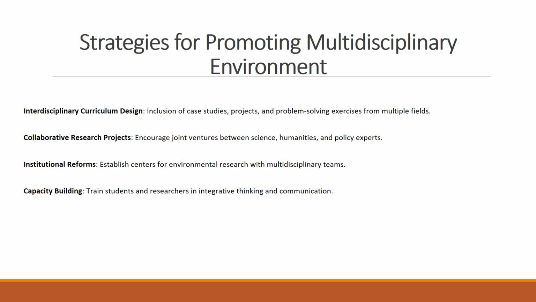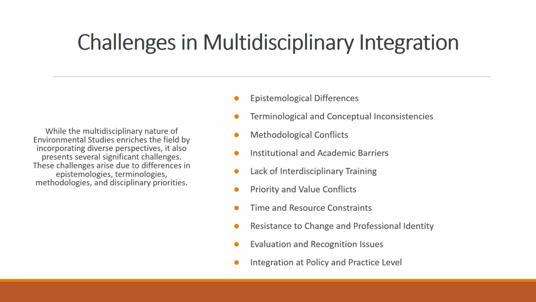Strategies for promoting a multidisciplinary environment are interdisciplinary curriculum design, inclusion of case studies, projects and problem-solving exercises from multiple fields. Collaborative research projects encourage joint ventures between science, humanities and policy experts. Institutional reforms establish centers for environmental research with multidisciplinary teams. Capacity building trains students and researchers in integrative thinking and communication.